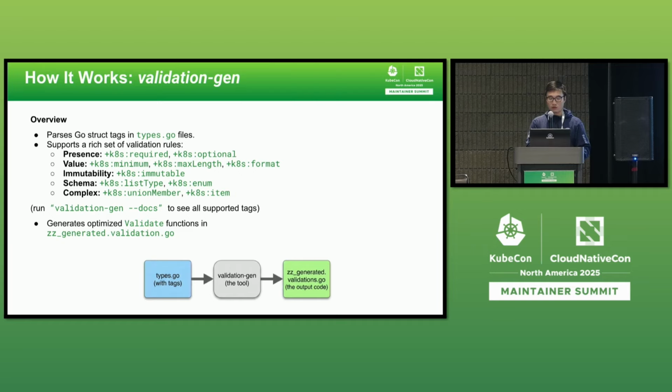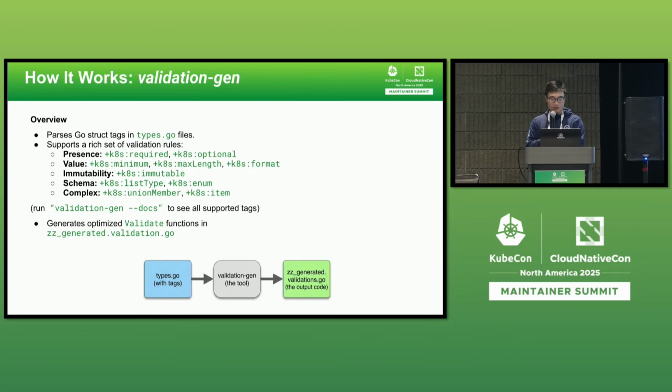So if you'd like to know what exactly validation-gen currently supports, you can run validation-gen --docs. It shows all the supported tags. So in general, after the tool parses the tags, it will generate zz_generated.validation.go, which has the validate function inside it.